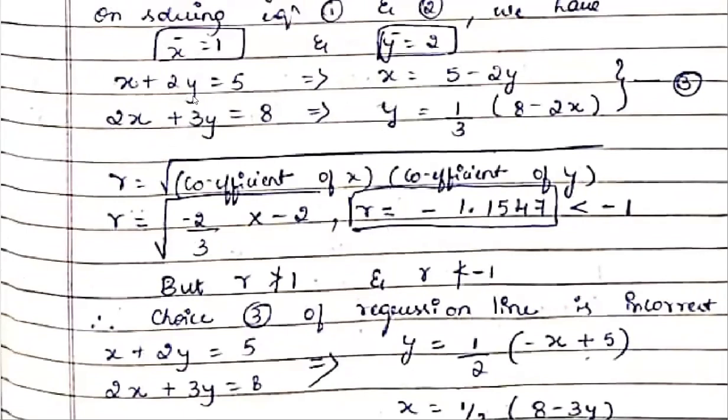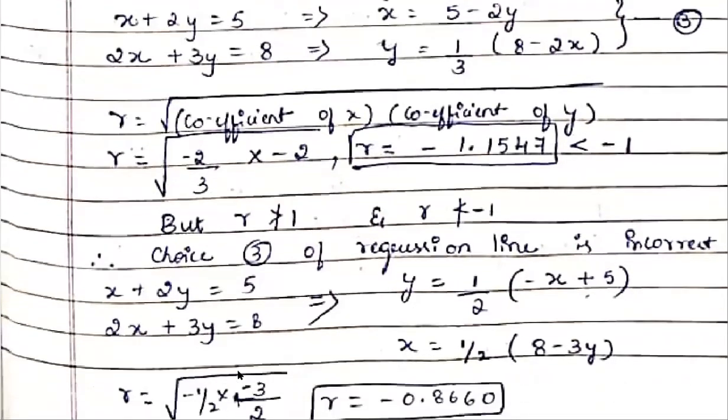We'll interchange it. We'll find y from this and x from this. So that's what I've written here. Therefore, choice 3 of regression line is incorrect. So write back the two given lines. I've written back the two lines given, and then find out the reverse. That is y from the first one and x from the second one. So what is y from this? It is 5. Shift your x this side. 5 minus x by 2. That's what we've written here. And find out x from this. 3y shifted this side. So it becomes 8 minus 3y divided by 2.